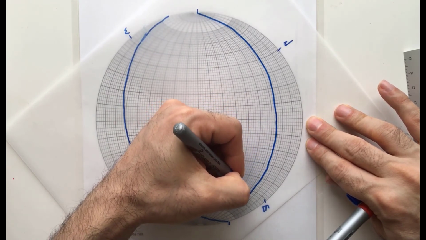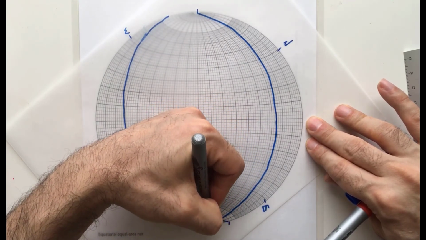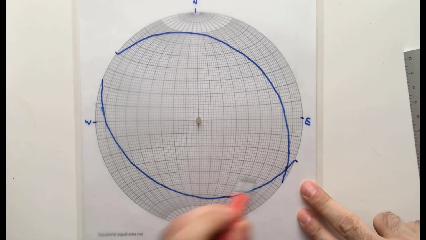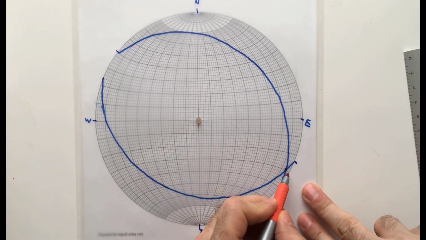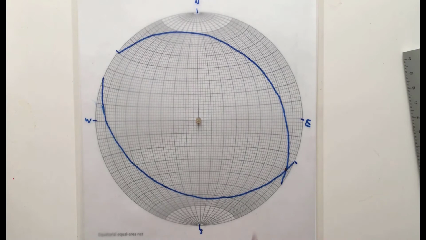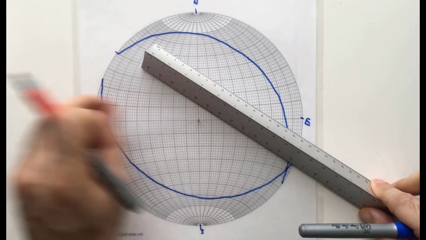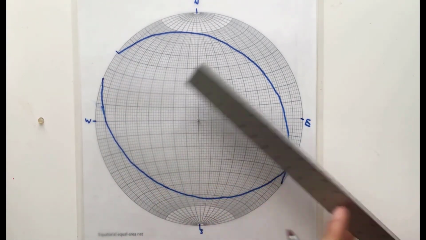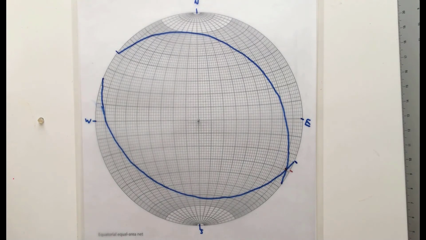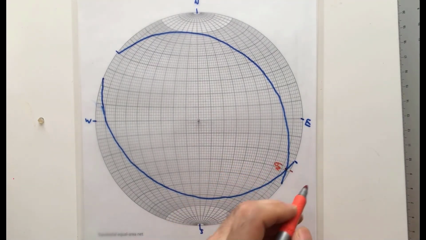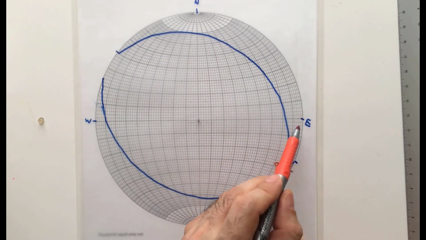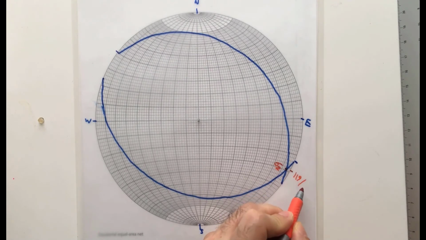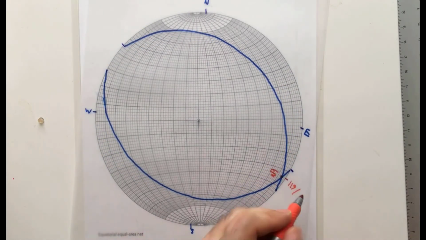So make sure that you are tracing the great circles carefully. All right, we have the intersection here. What I'm going to do is read the trend and plunge of that. We know this is sigma 2 and the trend is 119 and the plunge is 4 degrees.